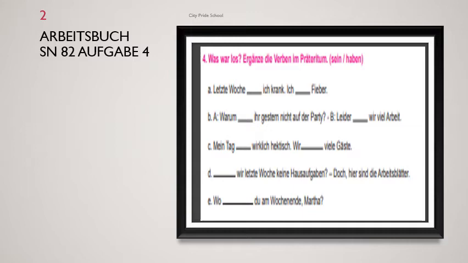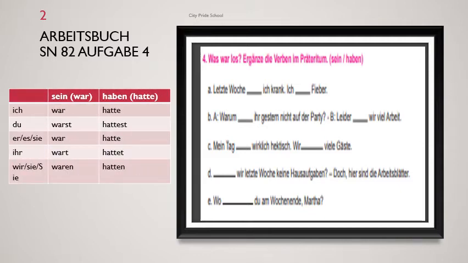Let's first revise the past tense form of sein and haben. I hope you remember that sein's past tense form is war and haben's past tense form is hatte. So let's revise both the verbs' conjugations. Ich war, du warst, sie war, ihr wart, wir/sie waren. Ich hatte, du hattest, sie hatte, ihr hattet, wir/sie hatten. I hope you remember that in case of Präteritum, the ich and er/sie/es forms remain the same. So here also the ich and er/sie/es form is the same.